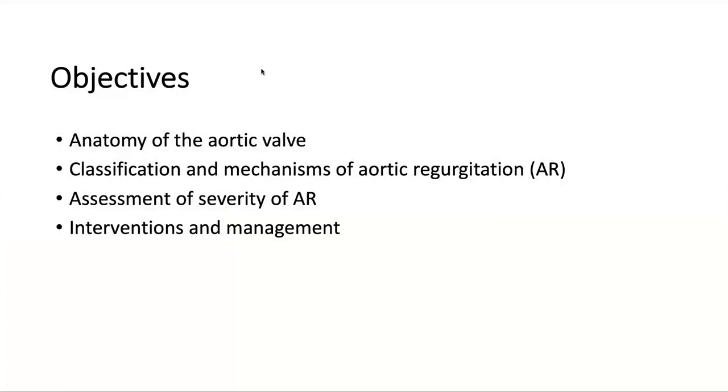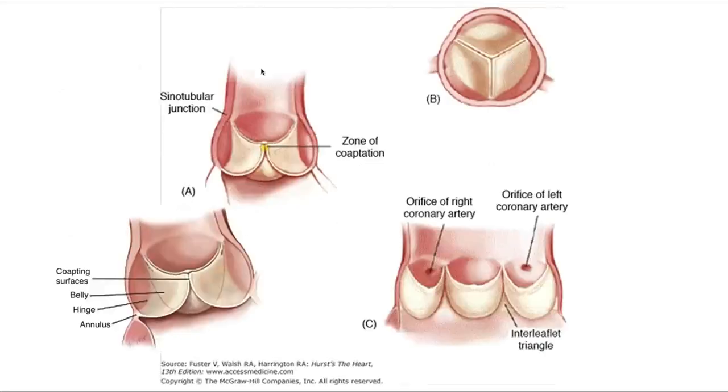So in terms of the objectives today, I just want to take a quick moment to review the anatomy of the aortic valve, and then moving from there, the classifications and mechanisms of aortic regurgitation, assessment of the severity of AR by echo, as well as some other potential imaging modalities, and then interventions, and what we can do to try to treat the aortic insufficiency.